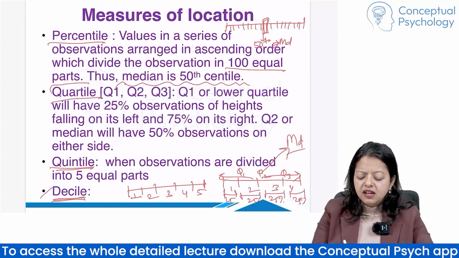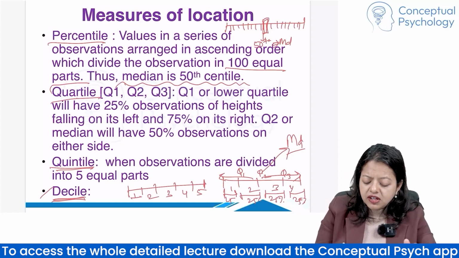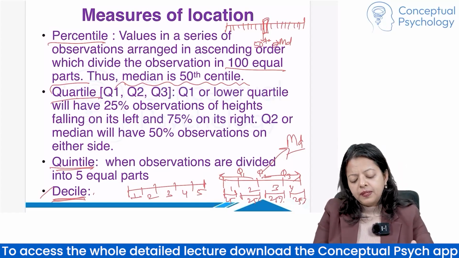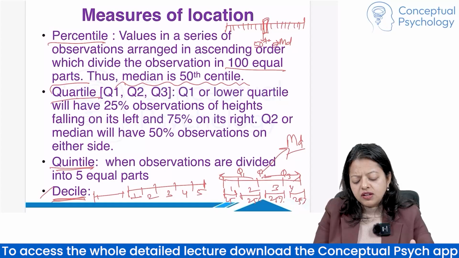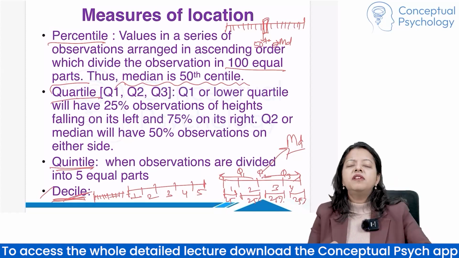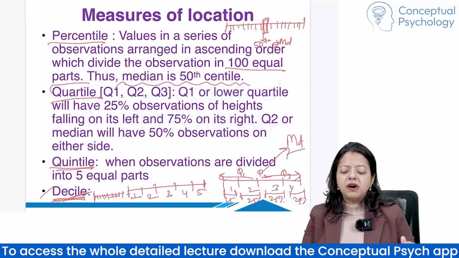Similarly, decile, when your set of observations is divided into 10 equal parts, then it is a decile. 1, 2, 3, 4, 5, 6, 7, 8, 9, 10. So 10 equal parts, decile divides the observation in 10 equal parts.